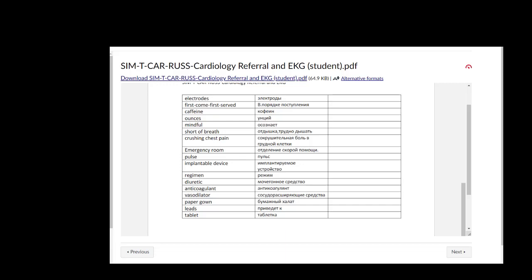Diuretic, anticoagulant, vasodilator. Paper gown, leads, also sometimes they are called cables, tablet.